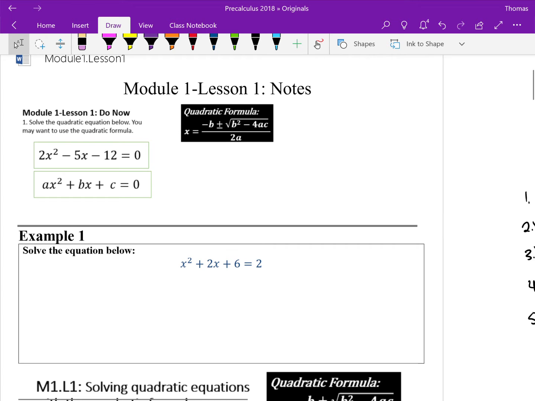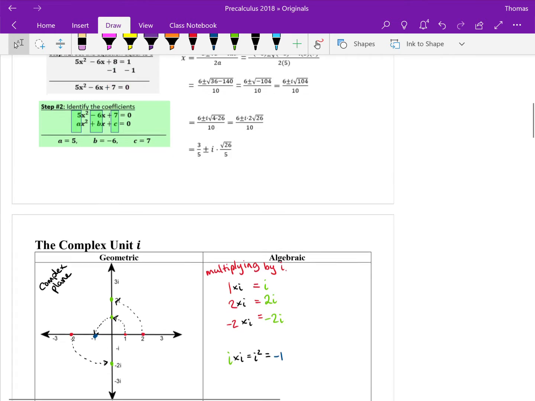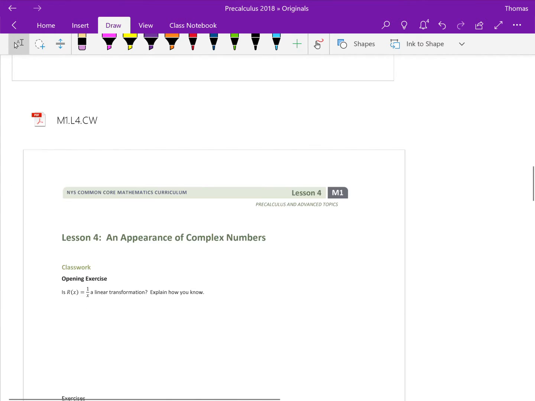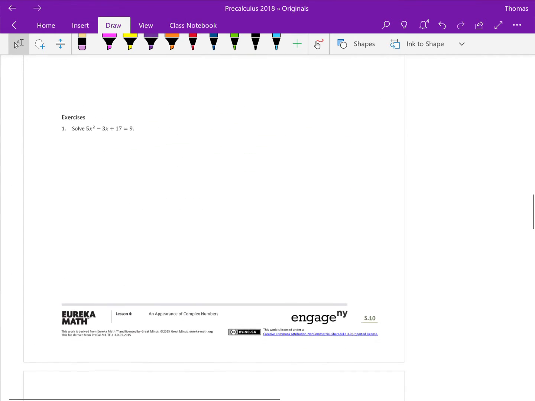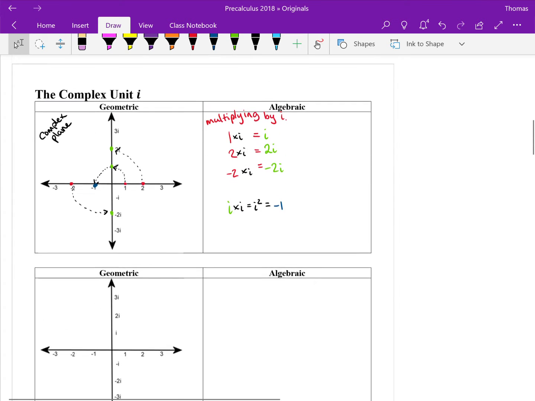Hey Precalculus students, this is our first lesson of the unit. It's actually titled Lesson 4 in your notebooks, so maybe make a note of that for your binders. For this lesson you're going to need this handout, which you see on the screen, and you're also going to need your binders open to Lesson 4, which is page S10. So those are materials you're going to need.